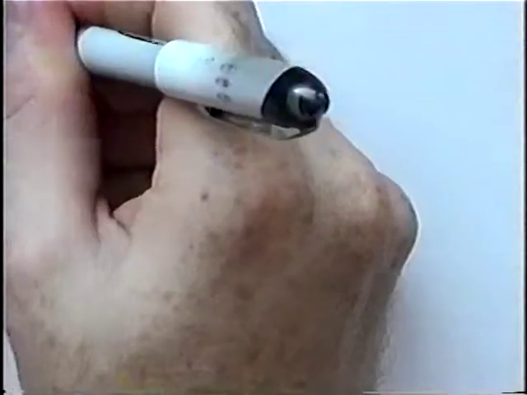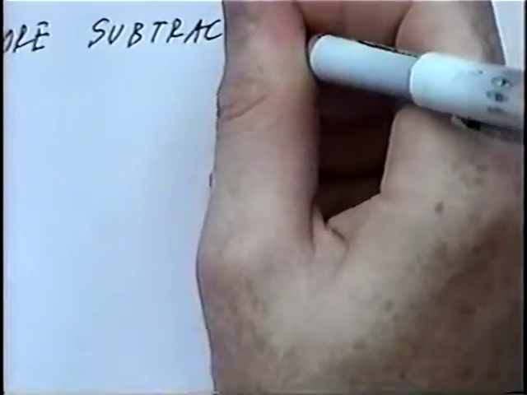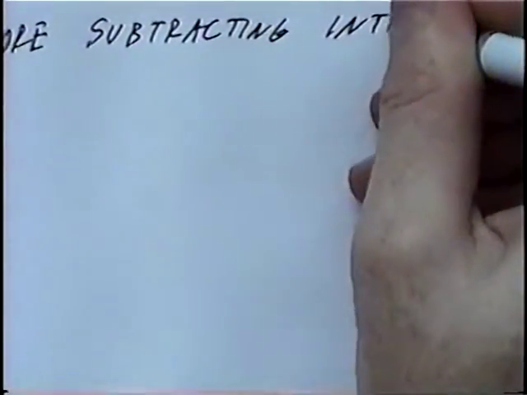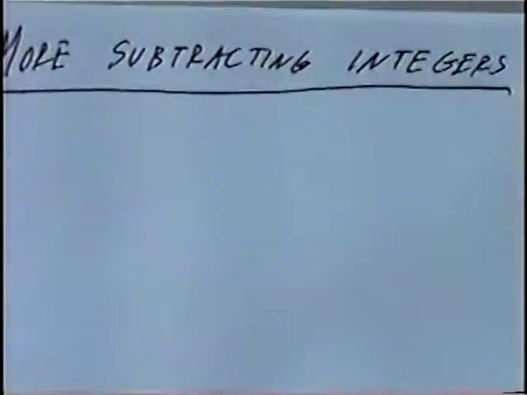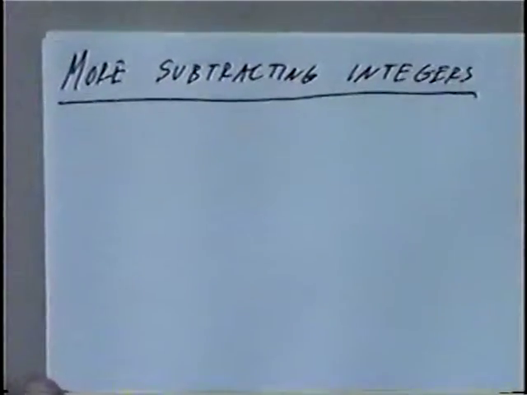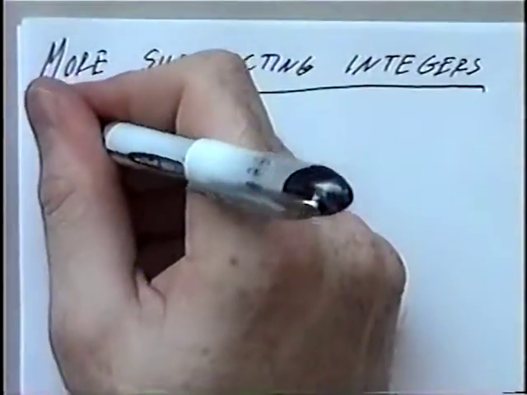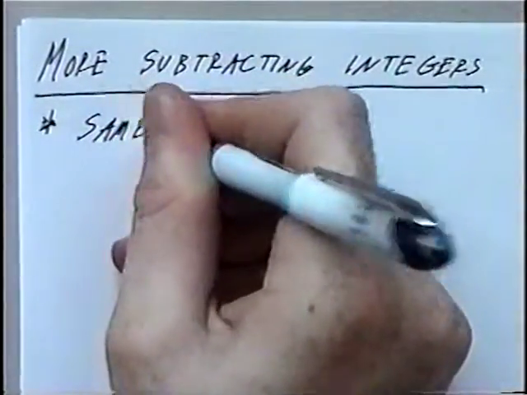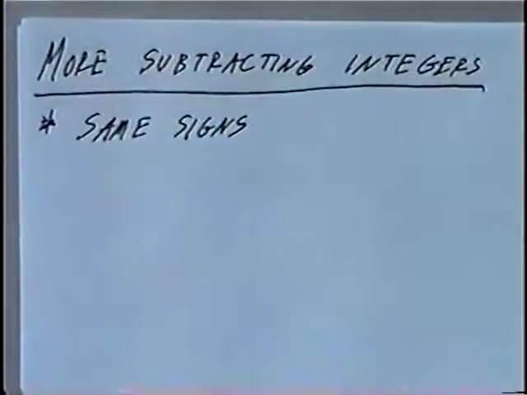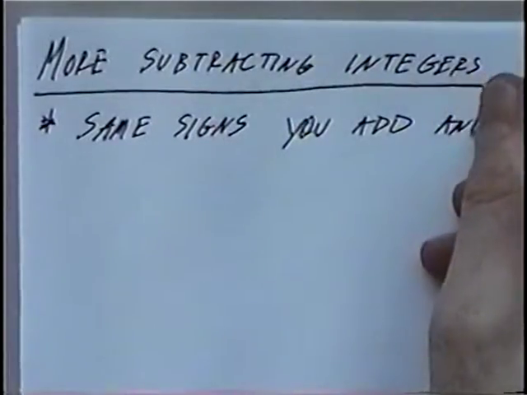Title of the last section of notes today is More Subtracting Integers. Couple definitions for this section, which are similar to the ones we did yesterday. Same signs: you add and keep the sign.